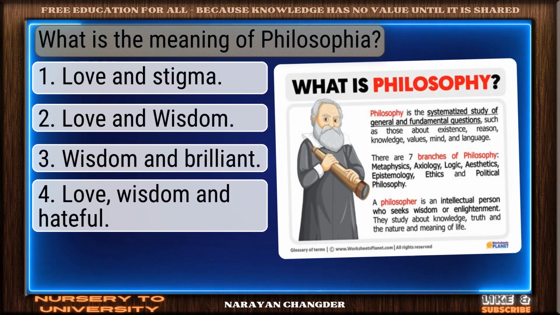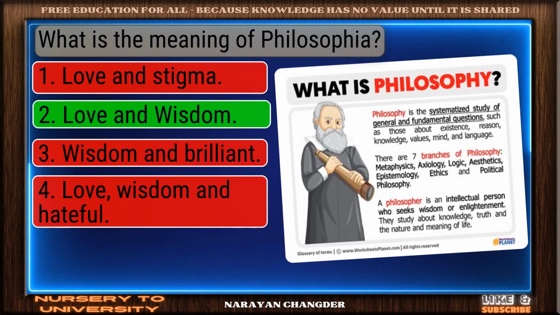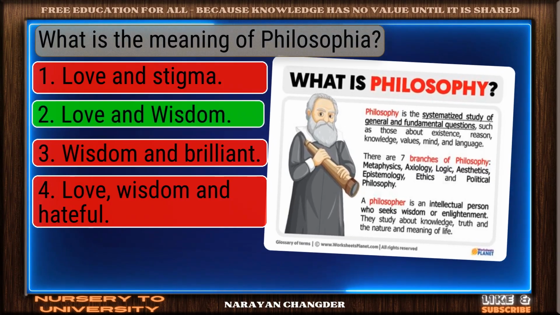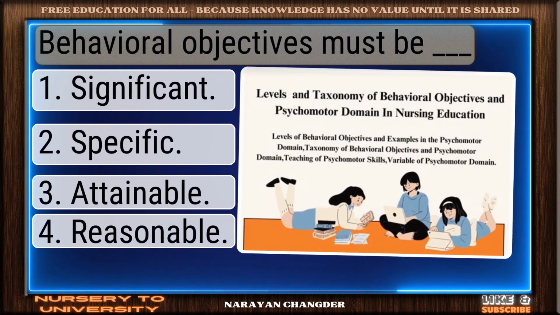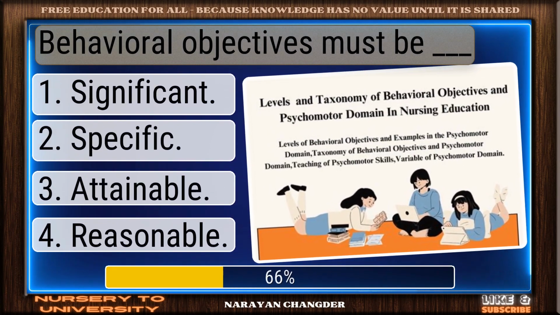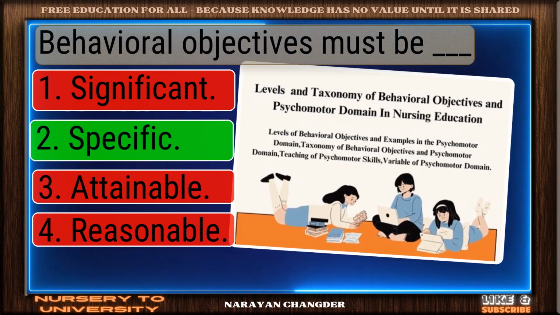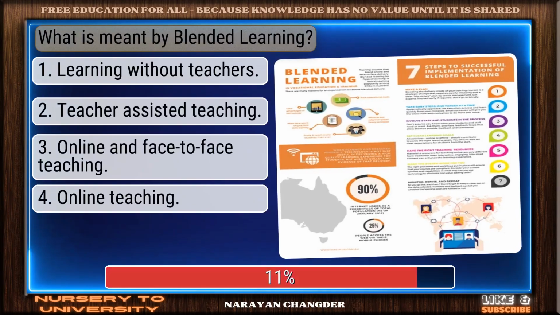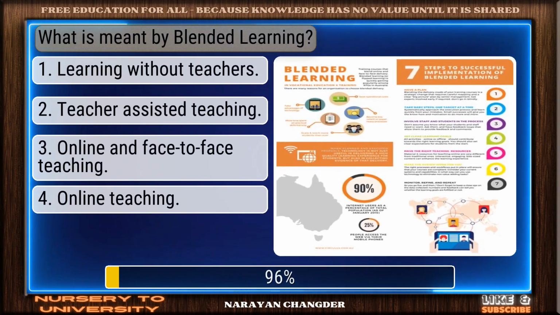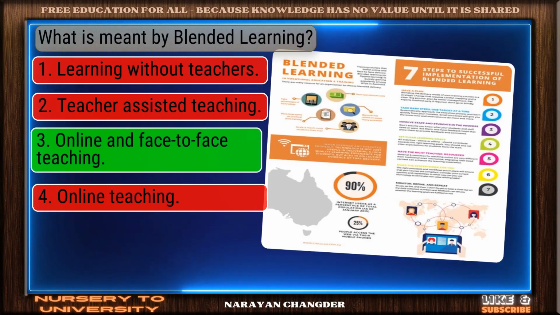What is the meaning of philosophia? Strong choice. Love and wisdom is the right answer. Behavioral objectives must be dash. Great thinking. Specific is the right choice. What is meant by blended learning? Perfect. Online and face-to-face teaching is the correct choice.